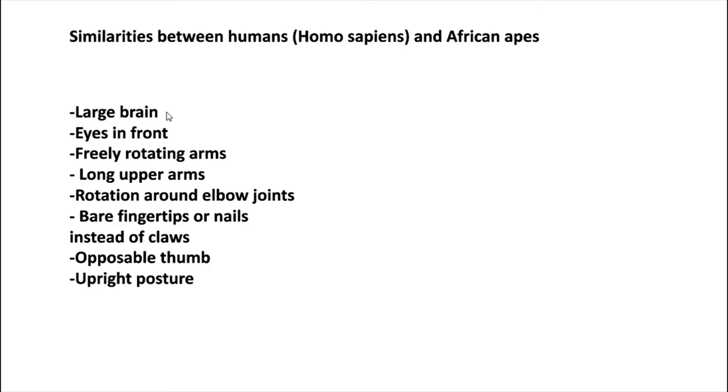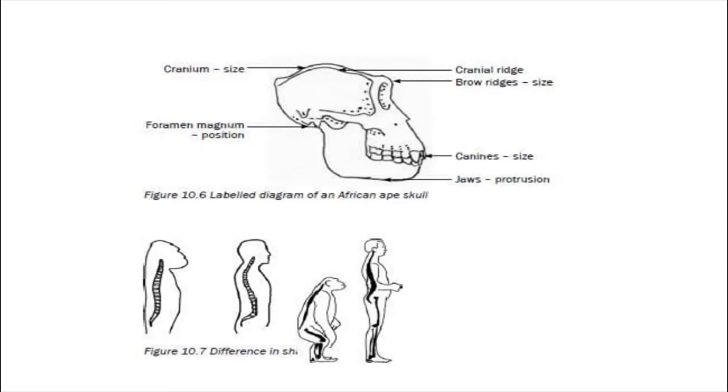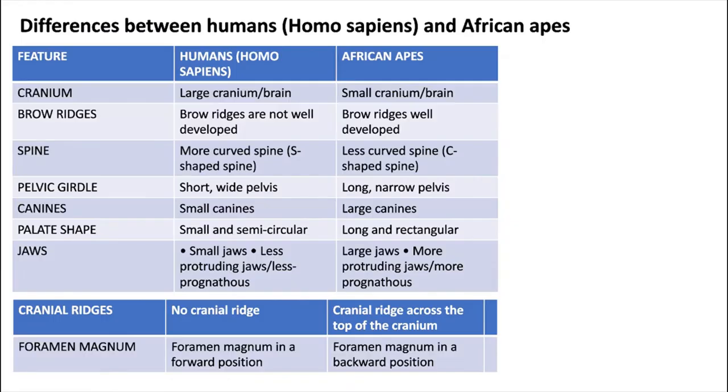They both have a large brain, eyes in the front, freely rotating arms, long upper arms, rotation around elbow joints, bare fingertips or nails instead of claws, opposable thumb, upright posture. Now let's look at the differences between humans and African apes.